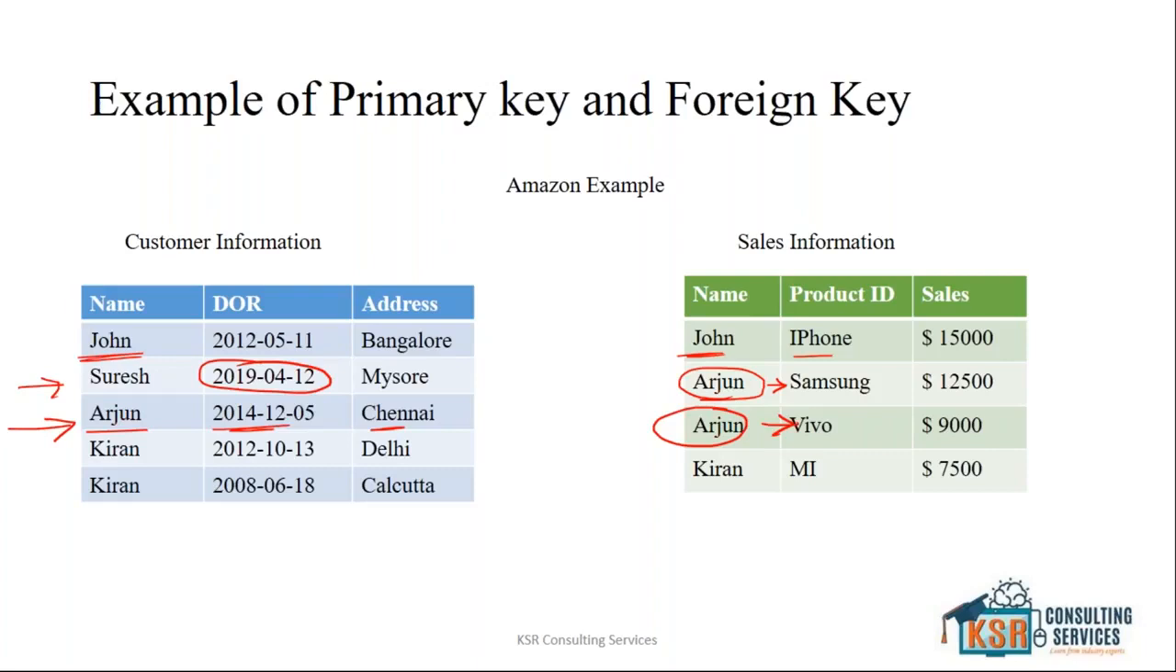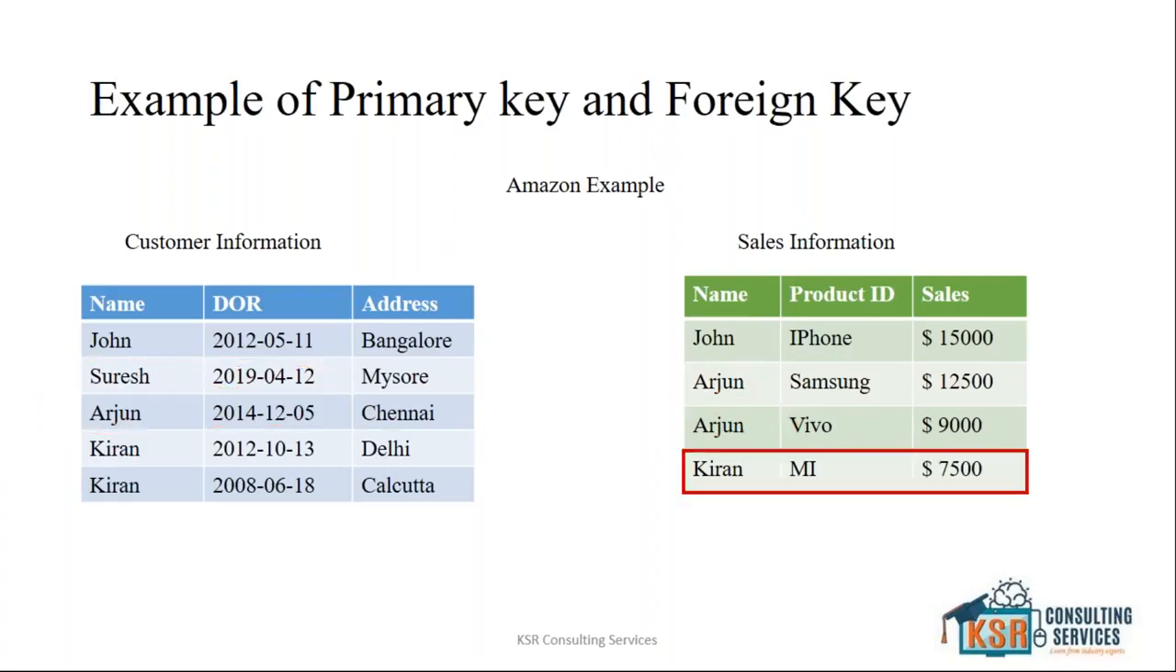Okay, now I'm going to ask you a question. There is one Kiran who has purchased an MI phone. Can you tell me which Kiran has purchased this? Kiran from Delhi or Kiran from Calcutta? Which Kiran has purchased this?